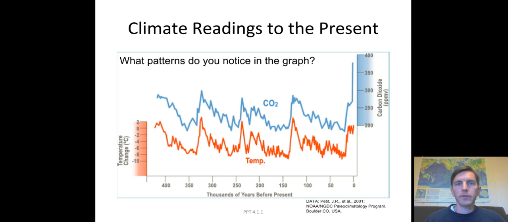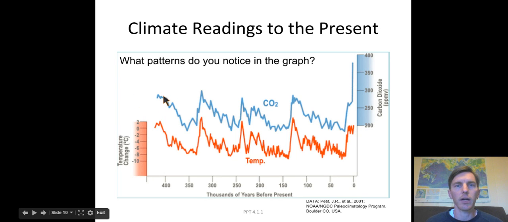Okay, now that you've had a chance to discuss the patterns you notice, let me tell you about the patterns that I notice in this graph. First off, let's look at temperature. I noticed that temperatures 420,000 years ago started kind of warmer, and then they decreased, things cooled off, and then they got warm again, and then they cooled off, and warm again and cooled off. And so I see that in the last 420,000 years, there's a pattern of the Earth warming up and then cooling down, and then warming up and then cooling down, over and over again. So that's one pattern that I notice.